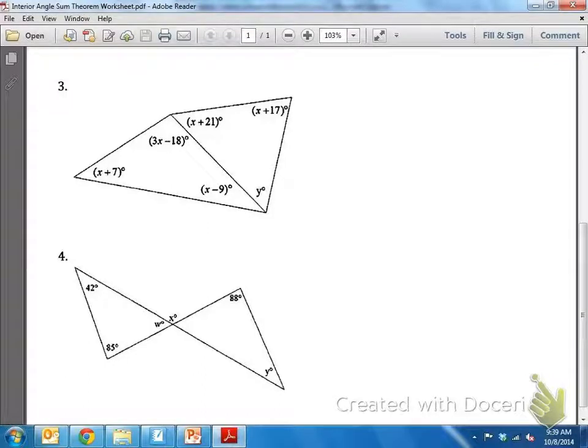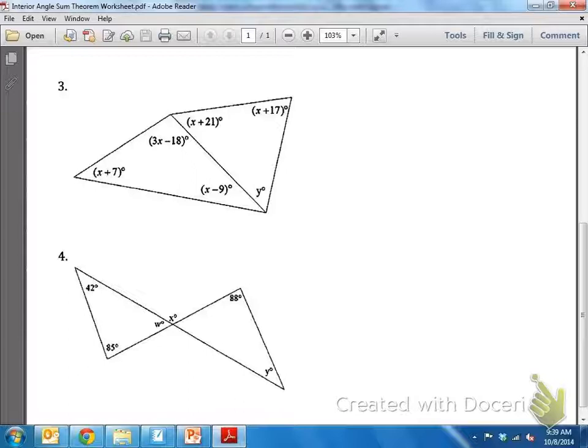All right, so we're talking today about all the angles inside of a triangle. And we've learned that all the angles inside of a triangle add up to be 180 degrees. And so I look here, I have two triangles kind of pushed together here on number 3. Let's take a look at the triangle on the left side. I have x plus 7, 3x minus 18, and x minus 9.